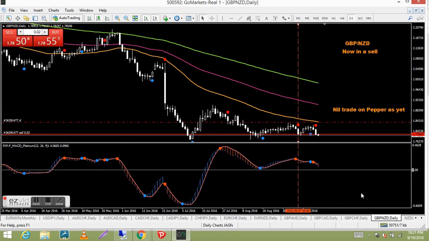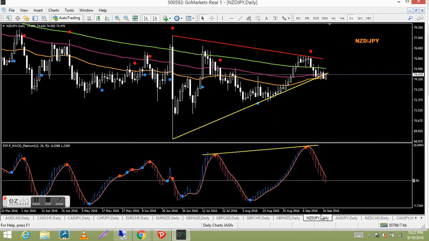And the Pound New Zealand, sell trade from back on this signal here. It went up close to my stop, then got another red dot, and is heading back down again. Didn't take a trade on Pepper only because I wasn't real happy with it. It was a bit too close, and I'm already in a few pound trades.